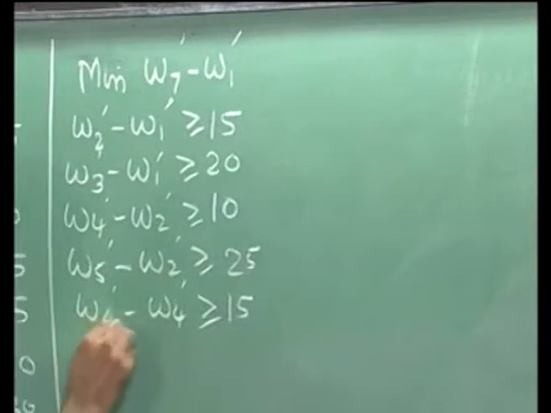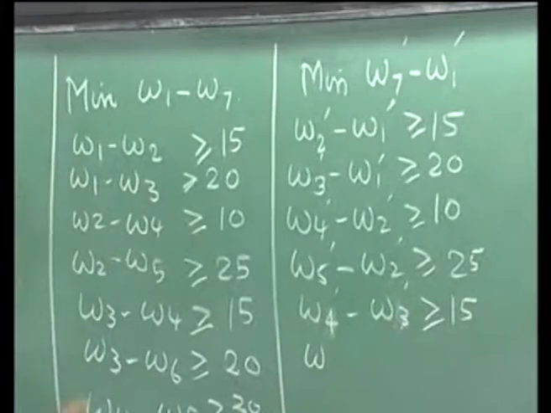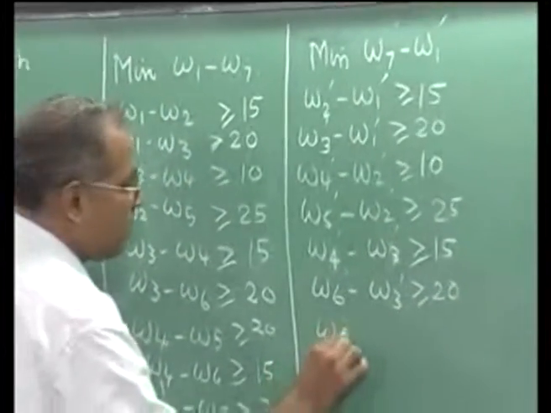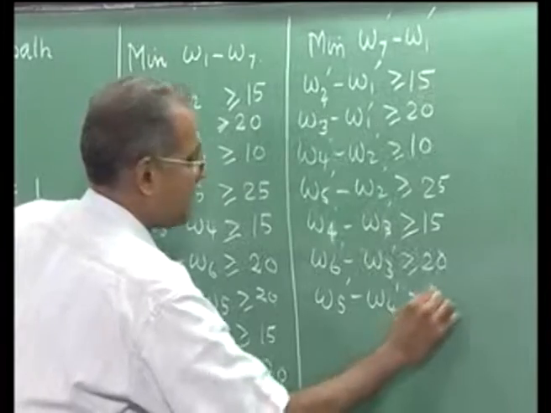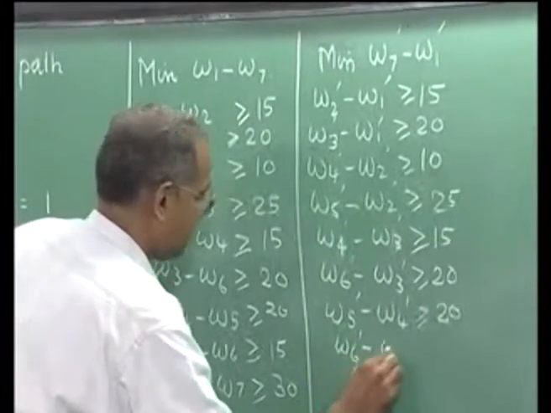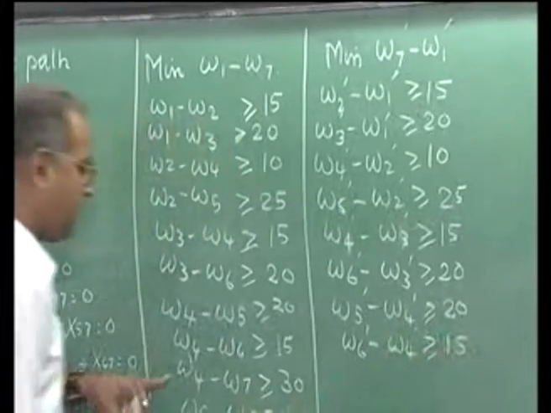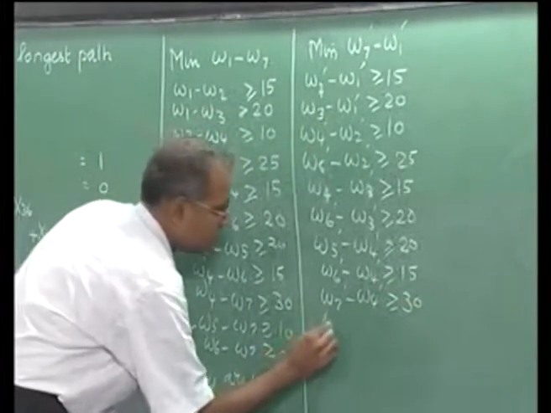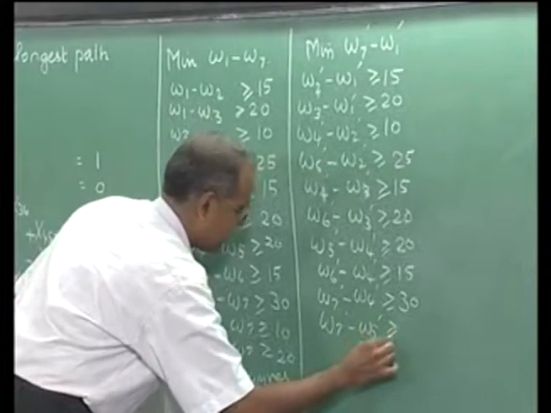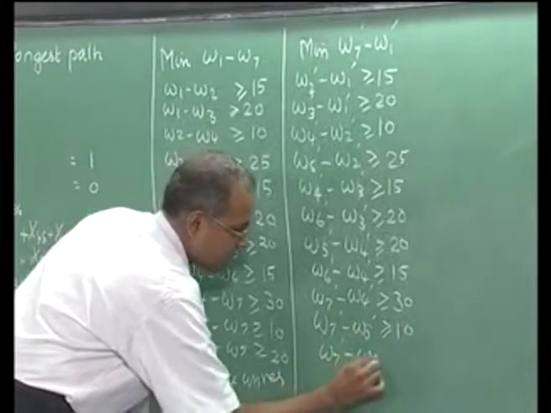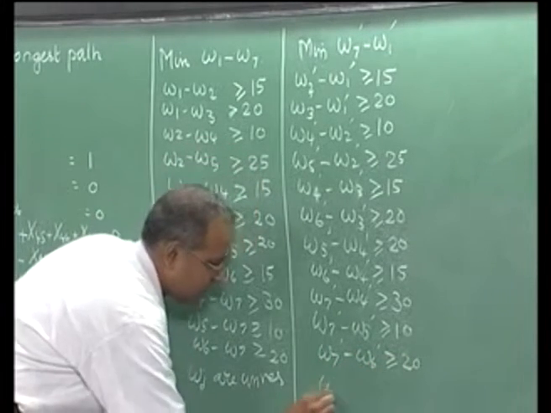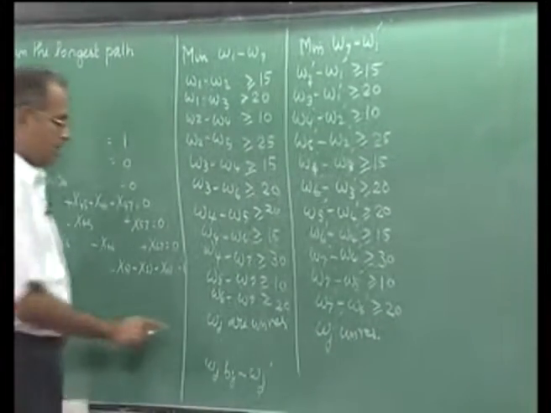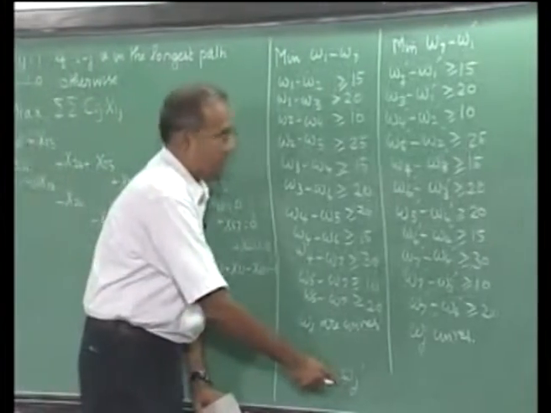this is W4 dash minus W3 dash greater than or equal to 15, W6 dash minus W3 dash greater than or equal to 20, W5 dash minus W4 dash greater than or equal to 20, W6 dash minus W4 dash greater than or equal to 15, W7 dash minus W4 dash greater than or equal to 30, W7 dash minus W5 dash greater than or equal to 10, and W7 dash minus W6 dash greater than or equal to 20, Wj dash unrestricted in sign.